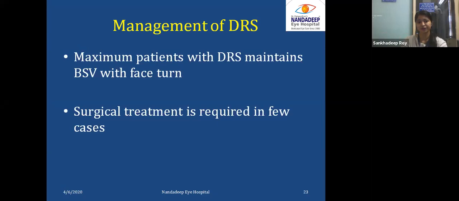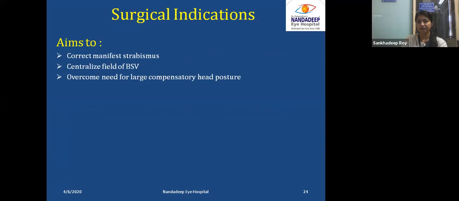Surgical treatment is required in few cases. Yeah, definitely. Surgery is when it's required, I'm just telling you that. Why are we giving surgical indications? Number one, correct manifest strabismus. Number two, centralize the field of binocular single vision. Overcome the need of large compensatory head posture.